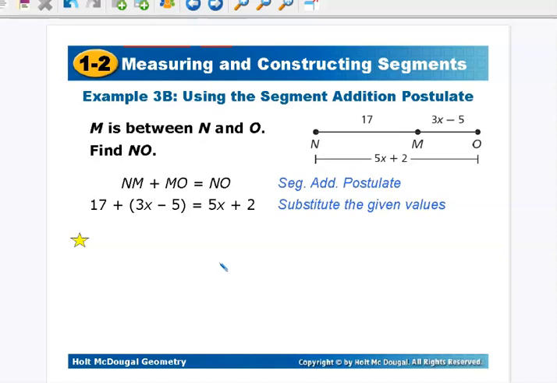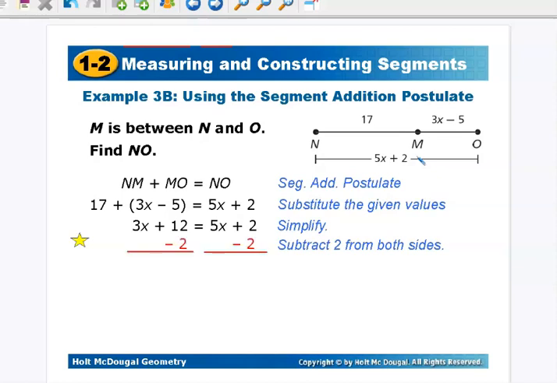Now we're going to go back to algebra. We're going to simplify this. So on the left-hand side, notice these two constants can be combined. 17 and a negative 5 combine into 12. Now, from here, you may choose what you want to move around. And there's lots of different choices to still get the same answer. I'm going to subtract the 2 from both sides. Okay. This is just one method.